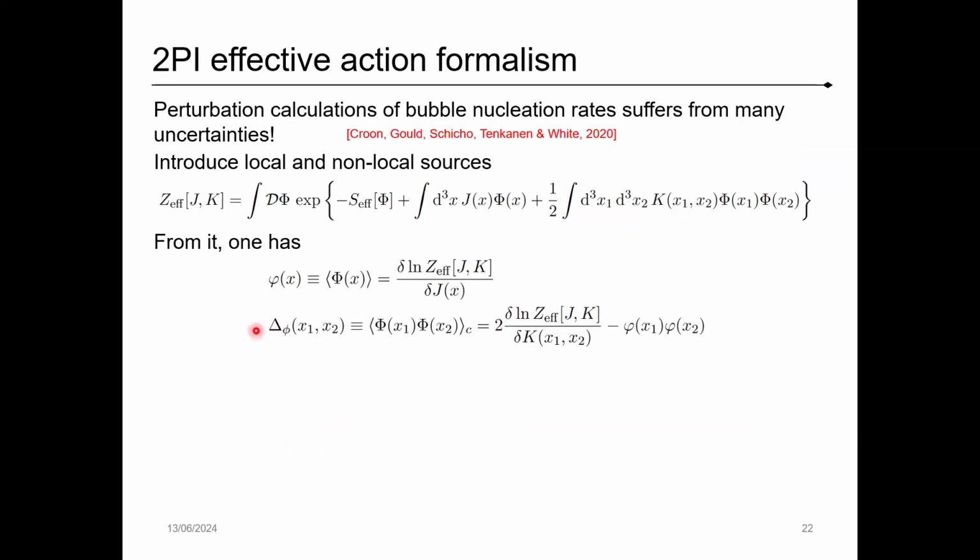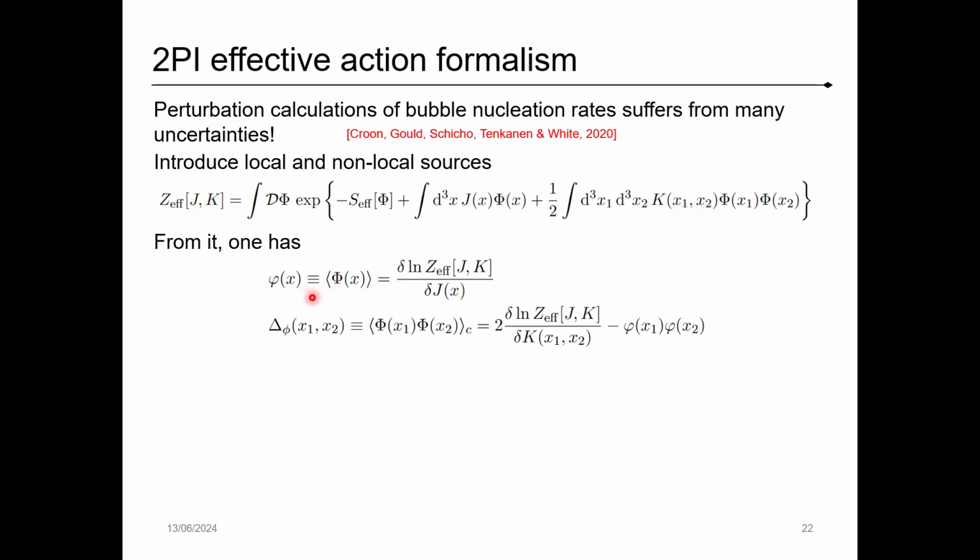Before I introduce the 2PI effective action, I want to mention that the probability calculations of bubble nucleation at finite temperature suffer many uncertainties. There are many papers by Anders and also Oli. So here I will start with some partition function, which can be an effective field theory, not necessarily the original theory. For example, this can be obtained by dimensional reduction, so you actually have a three-dimensional theory. This is why you have d3x, not d4x. It starts with these non-local terms, J and K, where K is a non-local source.